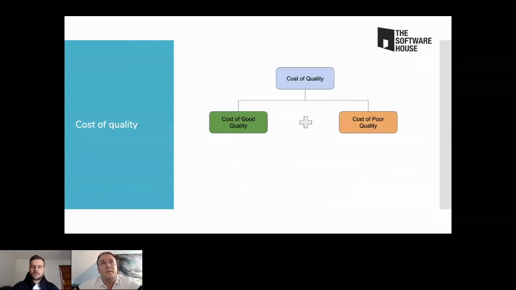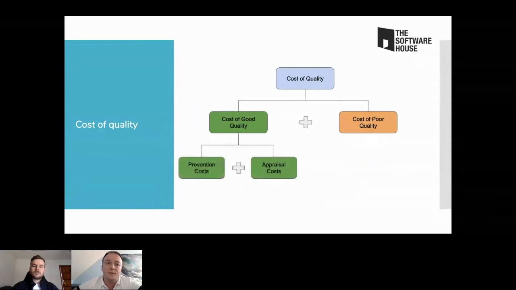Let's focus first on the green part, the cost of good quality. It consists of another two parts. The first one is the prevention costs. These costs are related to all proactive decisions, like improvements of development or testing processes. It's simply the cost of the QA strategy that you define.